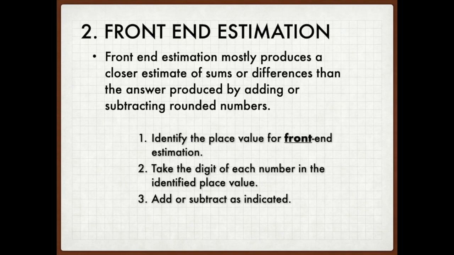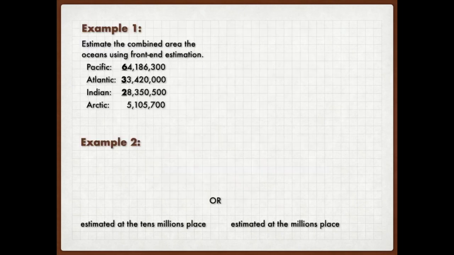We're going to identify the place value for the front-end estimation. We're going to focus on the first digit of each number, take the first digit of each number in the identified place value, and then add or subtract when needed. So let's take a look at these.